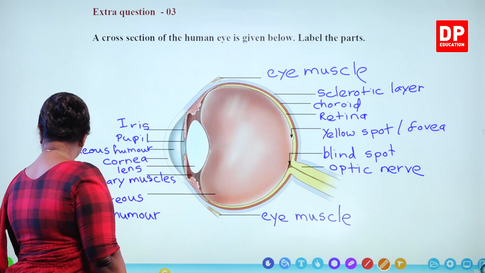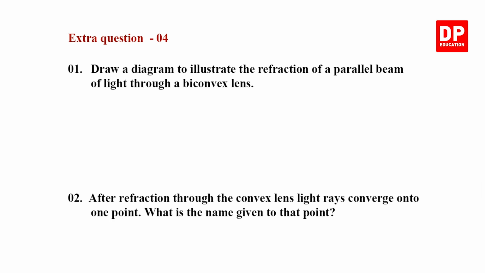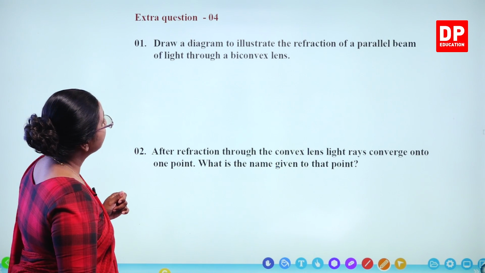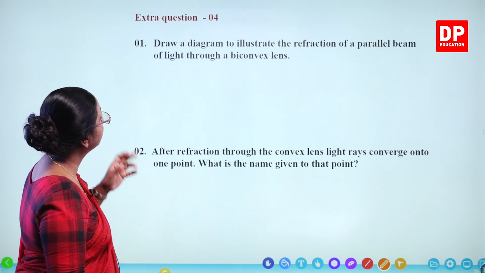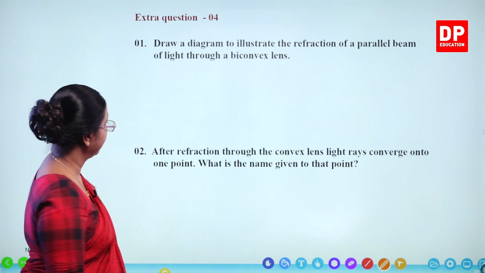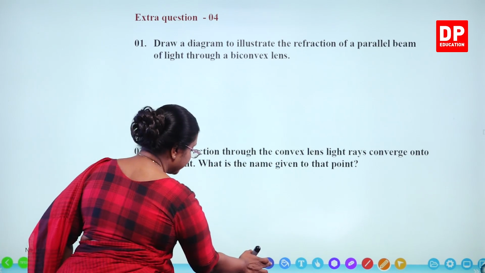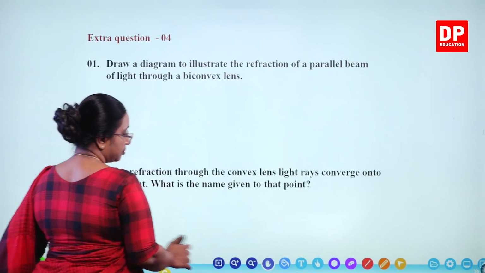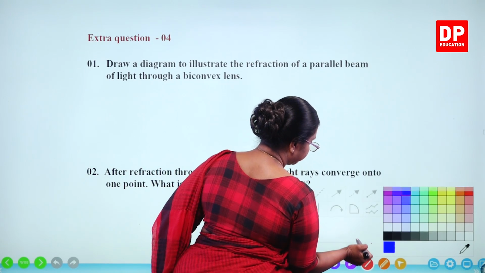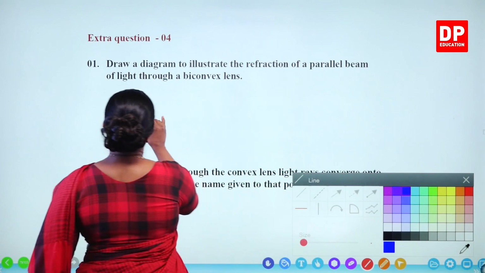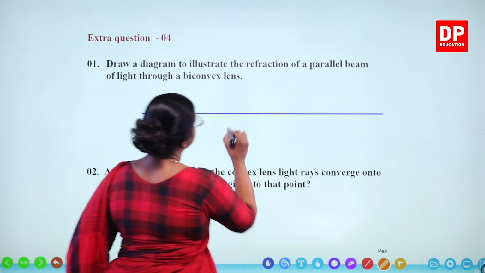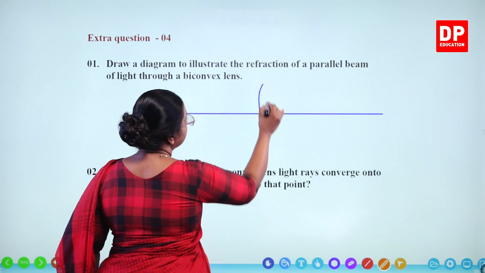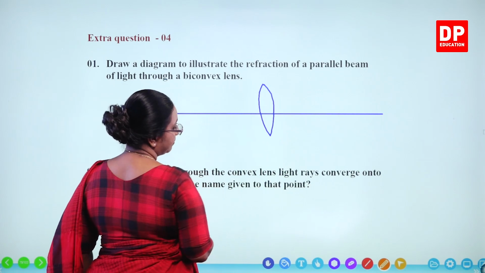With that, I will move on to the next one, extra question 4. Draw a diagram to illustrate the refraction of a parallel beam of light through a biconvex lens. So, to do that, we will first draw a line here. Then to show the biconvex lens.